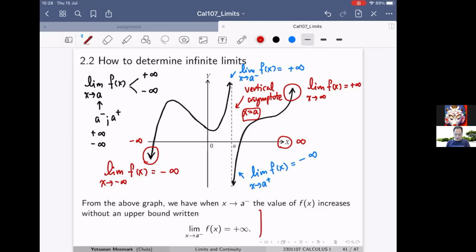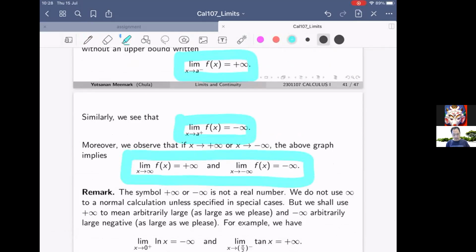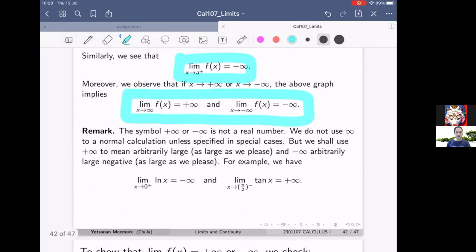So all these are just the things that we have explained. For example, we can see from the graph that as your x goes to a from the left, it goes to positive infinity. And similarly, as your x goes to a from the right-hand side, it goes to negative infinity. We have also noticed that as your x goes to positive infinity, your function goes to positive infinity. And on the other hand, as your x goes to negative infinity, it goes to negative infinity as well.